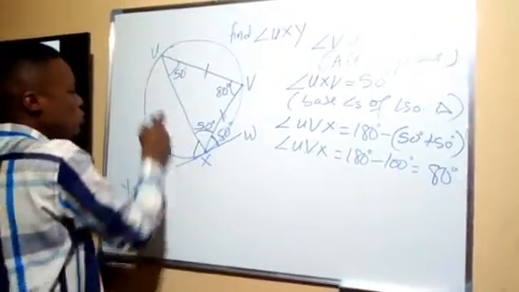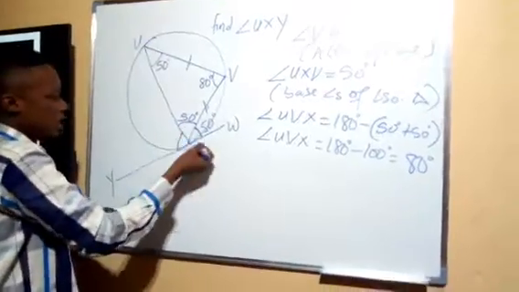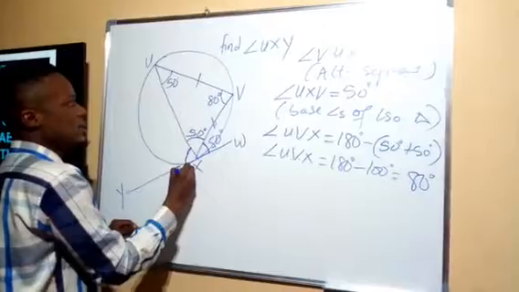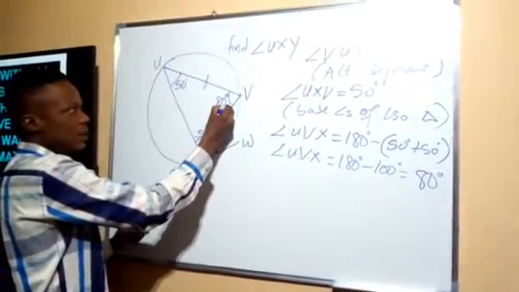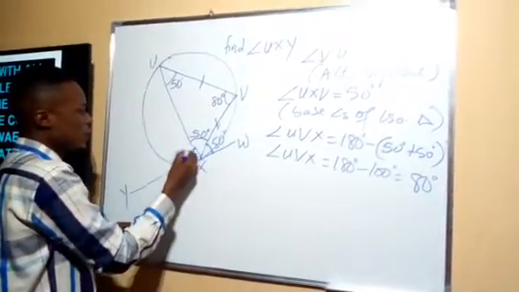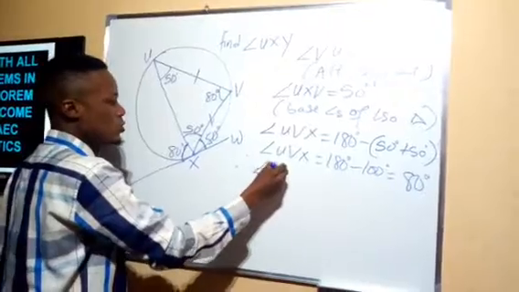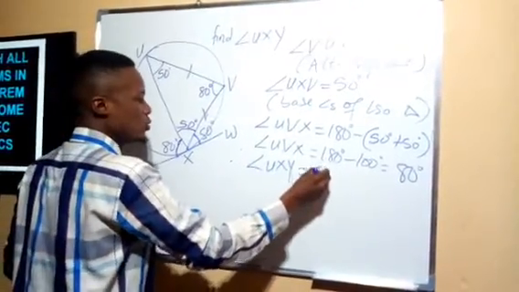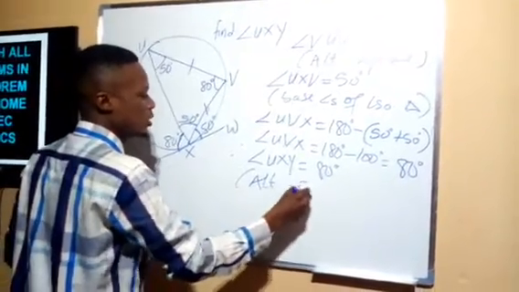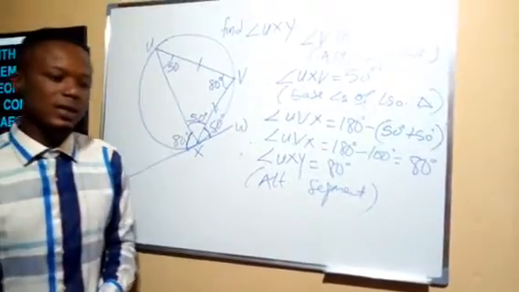They said UXY. Also, this is another chord, and this is a tangent. So angle between a chord and a tangent is equal to the angle in the alternate segment. So if here is 80 degrees, automatically here will also be 80 degrees. Therefore, angle UXY is equal to 80 degrees. Reason: angle between a chord and a tangent is equal to the angle in the alternate segment.